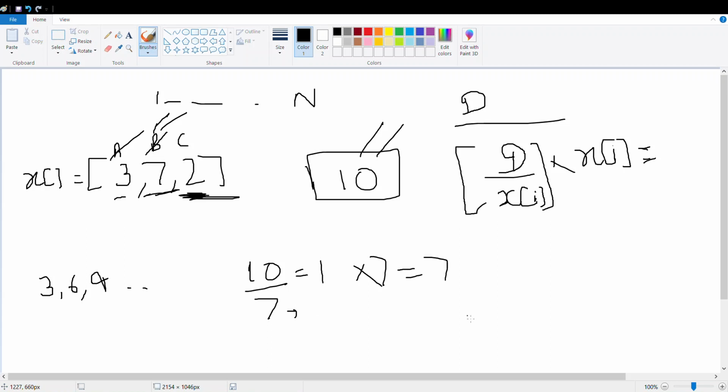Actually, this is the only way we can board the bus. We have to board the bus on the seventh day, or else we'll miss the bus. So now it is obvious that I have a new D. First D was 10, now D is 7.